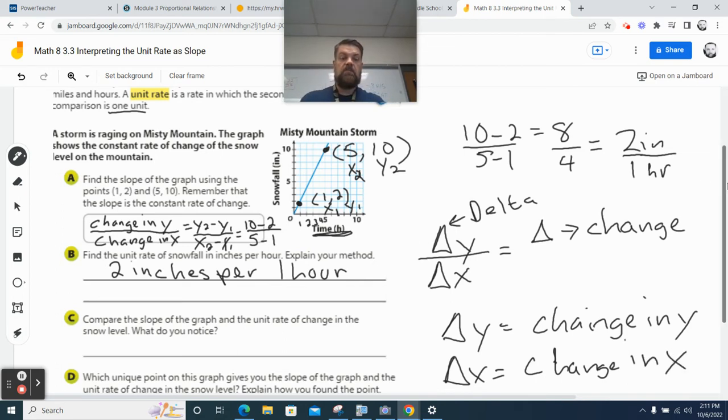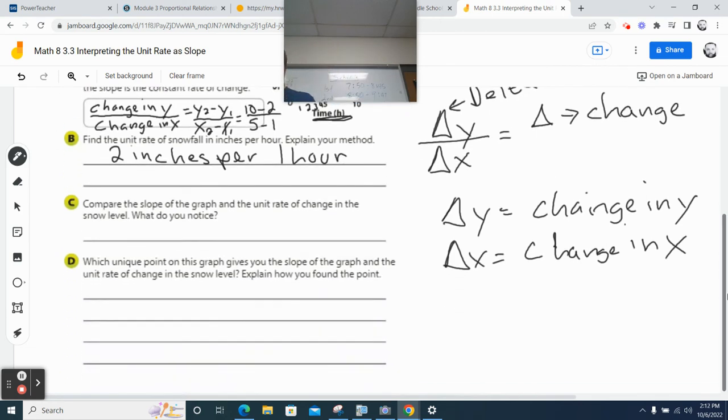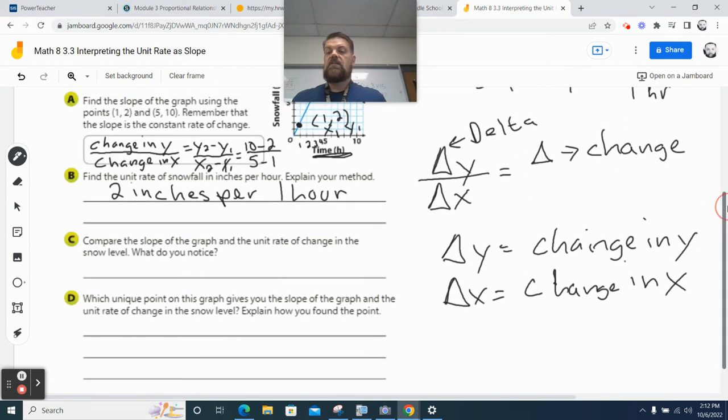All right, so part B, we did part B. Part C says, compare the slope of the graph and the unit rate and the snow level. What do you notice? They're the same, right? So we technically calculated the change. So basically they're the same. And then D says, which unique point on this graph gives you the slope of the graph and the unit rate? Well, that's when x equals 1.